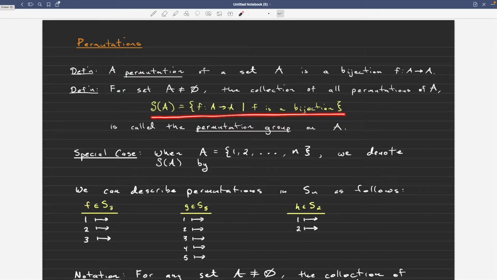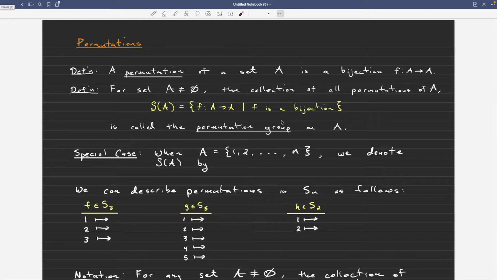So script S of A is just the set of all functions from A to A that are bijections. Another way, we could have just said S of A is the set of all permutations of A. This set is called the permutation group on A. When you get into abstract algebra, they use this word group a lot. So this is an example of a certain kind of mathematical structure called a group. But we're not going to be worried about that right now. It's just a name for now. So S of A is the permutation group on A.